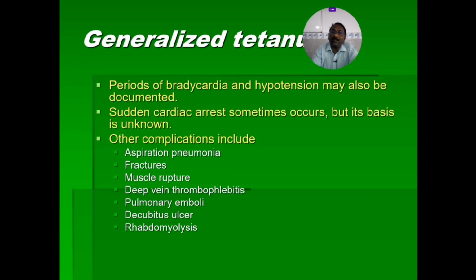There will be bradycardia, and hypotension may also be documented in some cases. Sudden cardiac arrest is very common here. And other complications, as I told you, like aspiration pneumonia, fractures because of these spasms and contractures, muscle ruptures, DVT, pulmonary emboli, decubitus ulcers, and rhabdomyolysis are the common complications we often notice in tetanus if they live for a longer period. Otherwise, you don't see the pulmonary emboli, deep vein thrombophlebitis, decubitus ulcers, rhabdomyolysis.